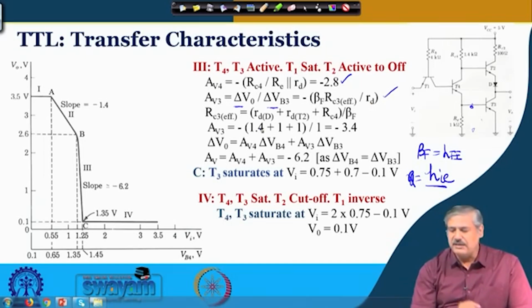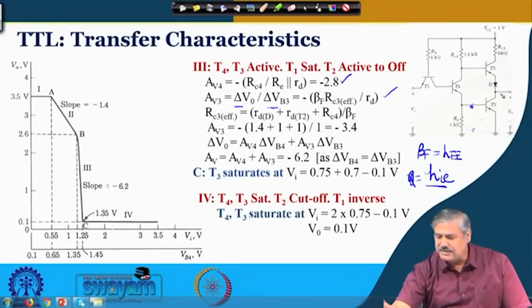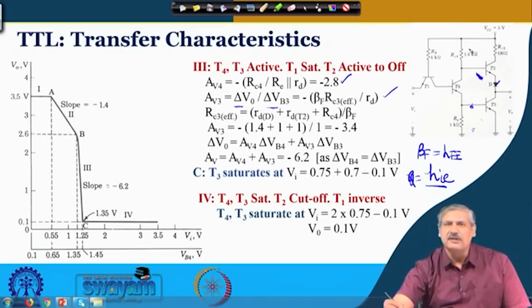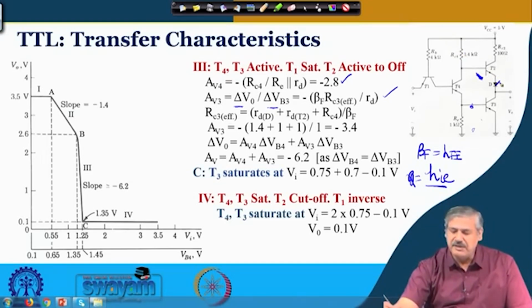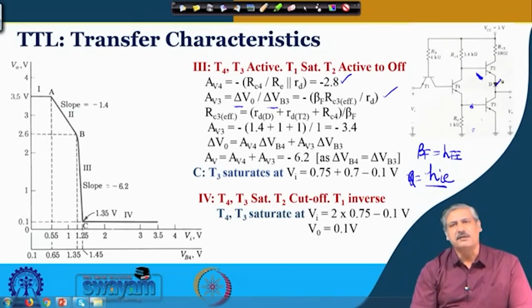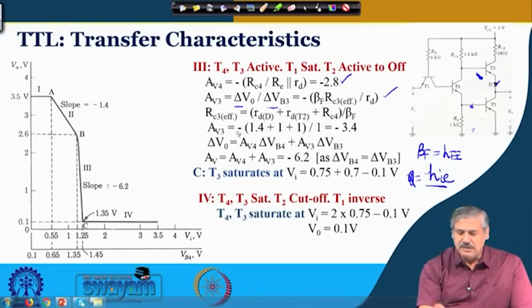Now, this effective RC3, how do you calculate? You calculate as the resistance seen, this diode resistance over this base emitter junction, as well as this RC4 divided by the beta forward, is the effective collector side resistance for this calculation, which happens to be minus, and if you just substitute the values, minus 3.4.